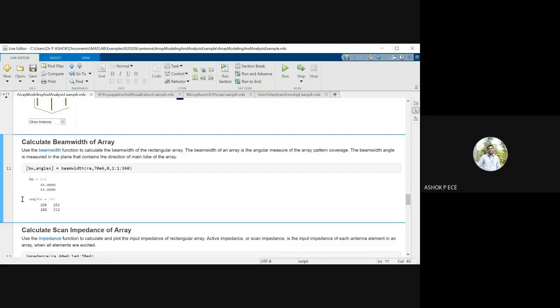So it is highly not recommended to use dipole antennas on their own. If you are using a dipole, you have to keep a reflector at the back side so that all the radiation will be sent along one particular direction.